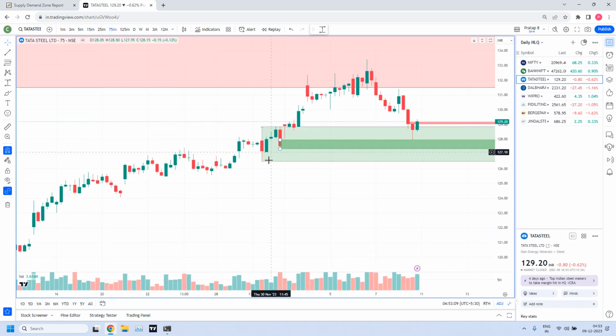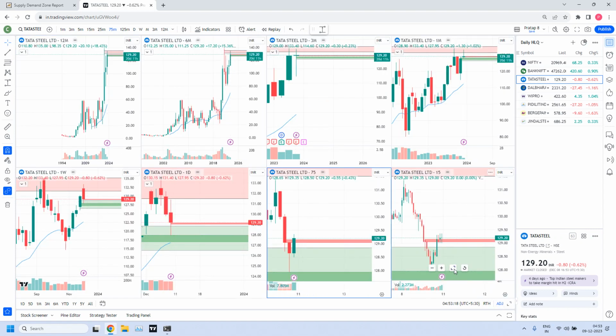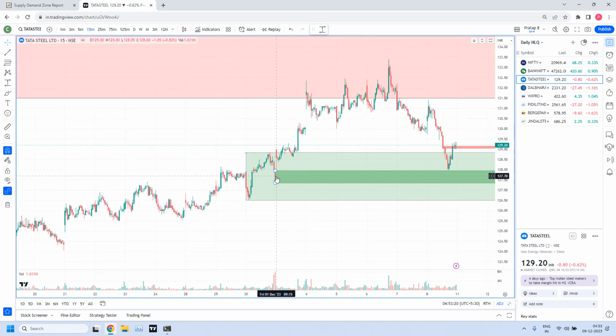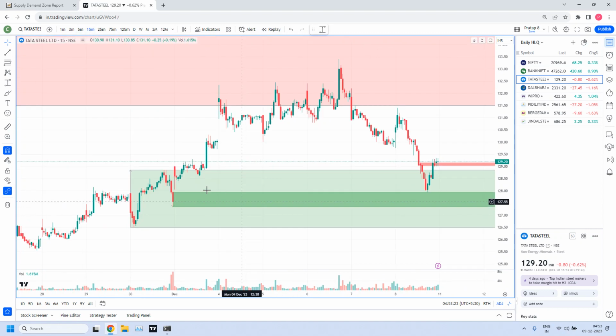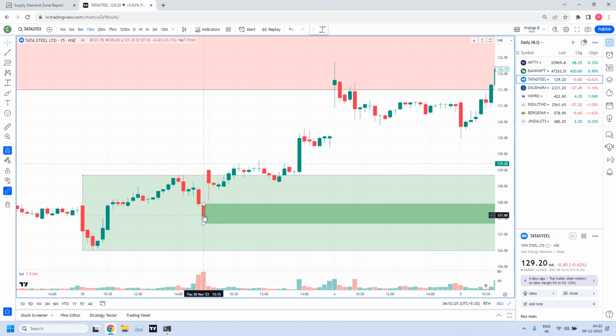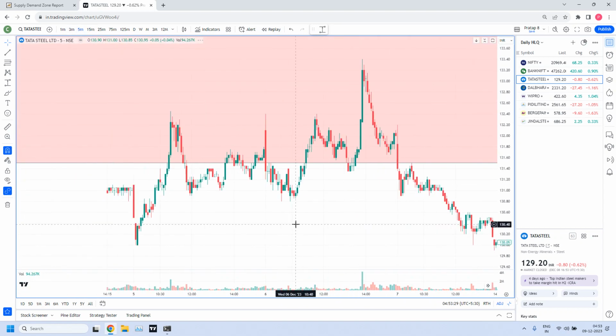there is no 75-minute zone. If not 75 minutes, can we take 15 minutes? Yes, we can take 15 minutes. But there is a 15-minute zone. See, this is the 15-minute zone. Inside 15 minutes, we have the 5-minute zone where we have drawn this zone.